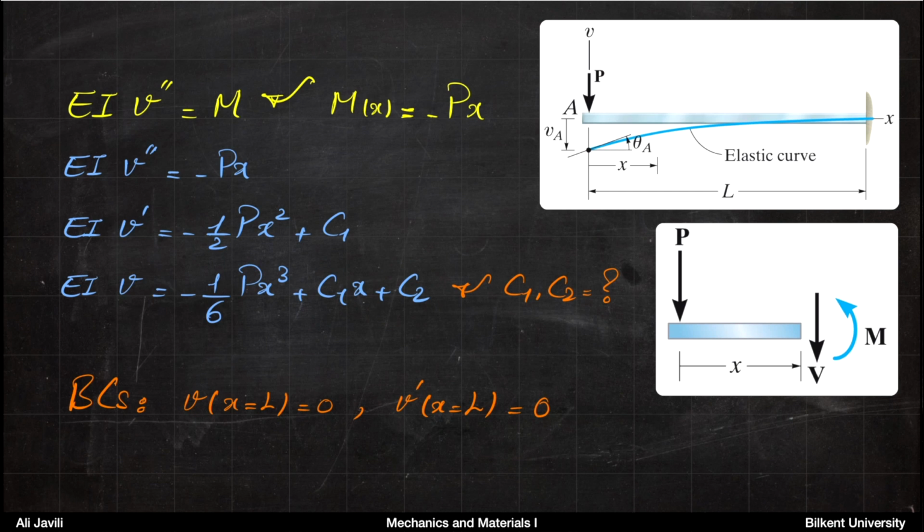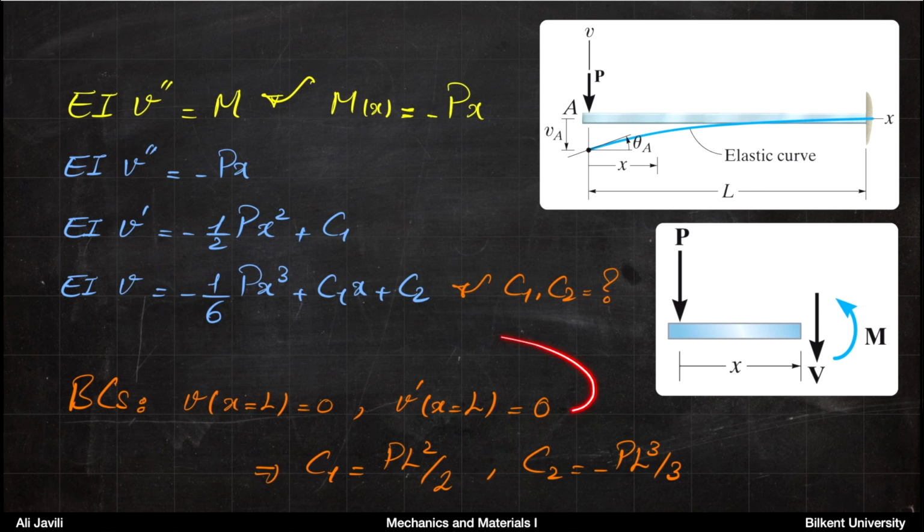conditions. For this curve, the boundary conditions correspond to the right end of the beam, where the deflection is 0, and also the derivative of deflection is 0, because it's a clamped beam, a cantilever. So these are your boundary conditions. Deflection at x equals L is 0. Deflection derivative, or the angle, at x equals L is 0.